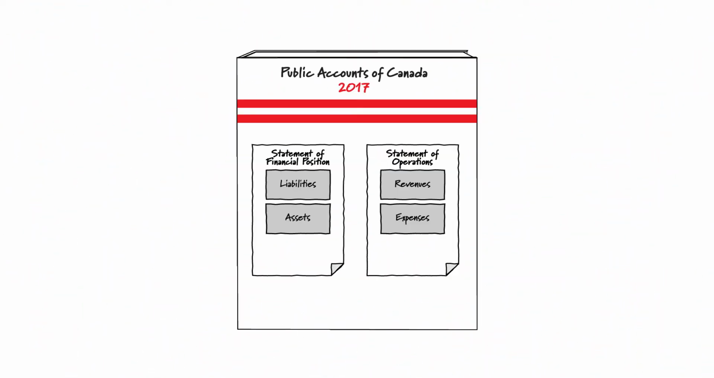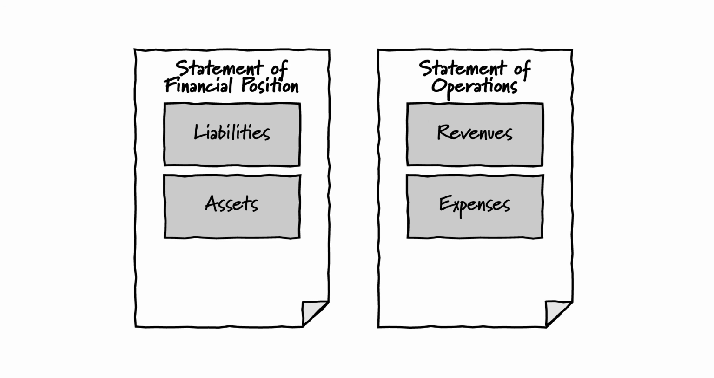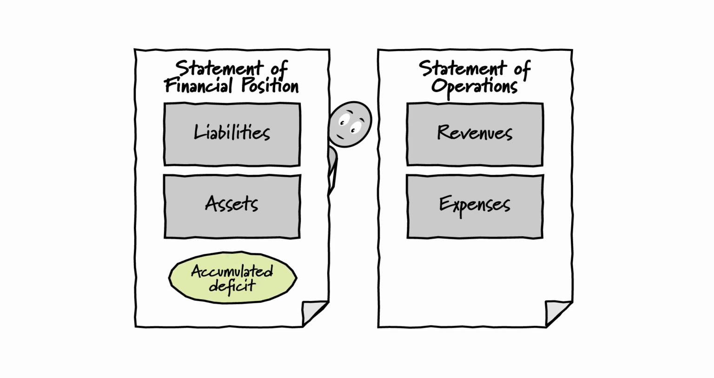So now that we've covered the basics, let's get back to what this all looks like in the government's financial statements. Revenues, expenses, assets, and liabilities are captured in the two main financial statements that are part of the Public Accounts of Canada. They are the Statement of Financial Position and the Statement of Operations. The Statement of Financial Position provides a long-term perspective by showing the government's assets, what it owns, and its liabilities, what it owes. The difference between the assets and liabilities is the government's net worth or accumulated deficit.